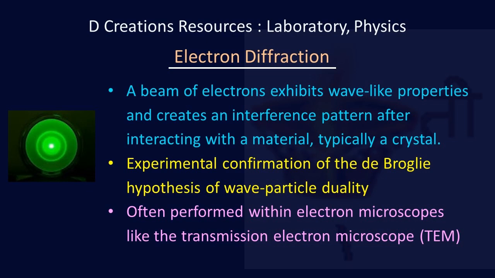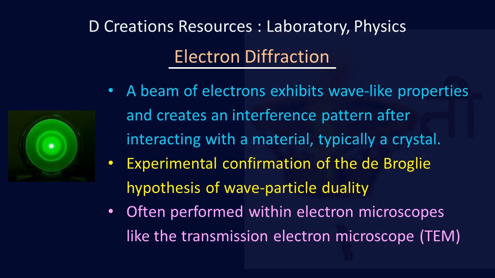In 1924, Louis de Broglie proposed that all matter, including electrons, has wave-like properties with a wavelength lambda, which is inversely proportional to its momentum. So, lambda is equal to h upon p, where p is momentum and h is Planck's constant.